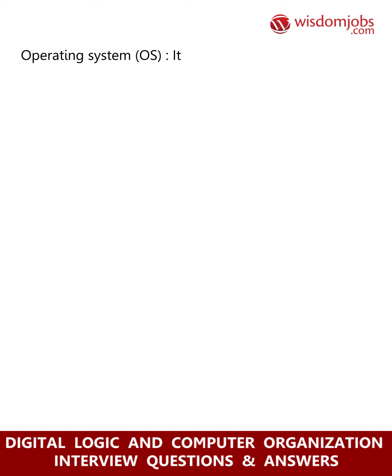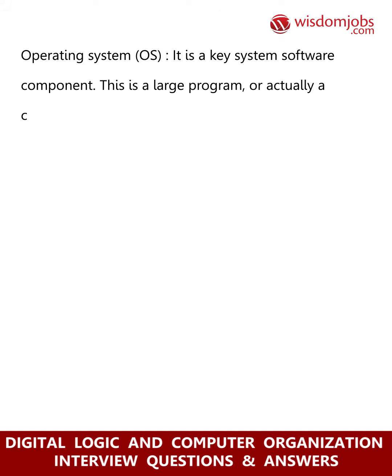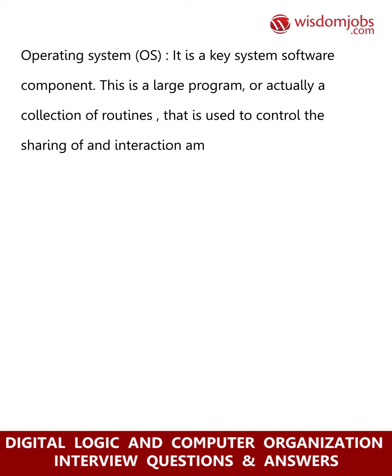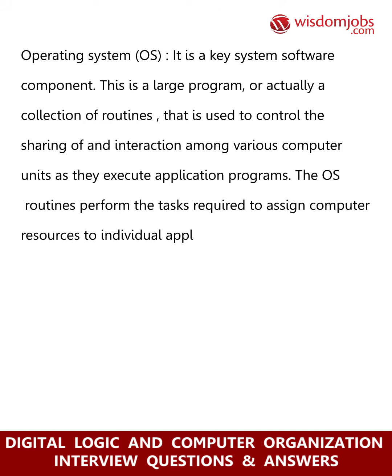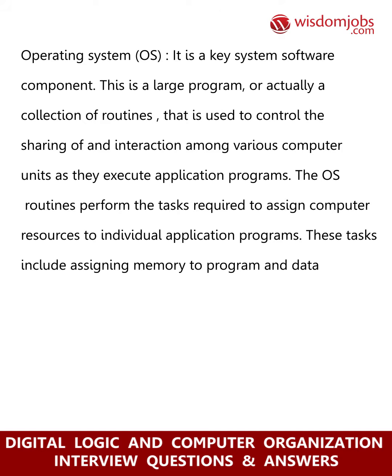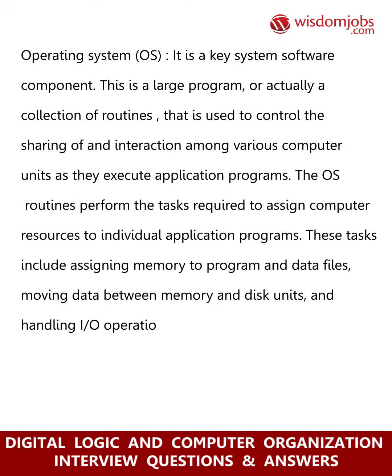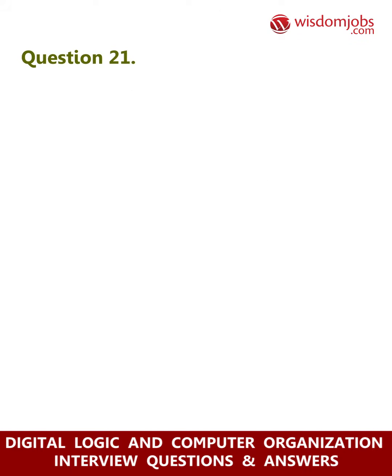Operating system, OS, is a key system software component. This is a large program, or actually a collection of routines, that is used to control the sharing of and interaction among various computer units as they execute application programs. The OS routines perform the tasks required to assign computer resources to individual application programs. These tasks include assigning memory to program and data files, moving data between memory and disk units, and handling I/O operations.